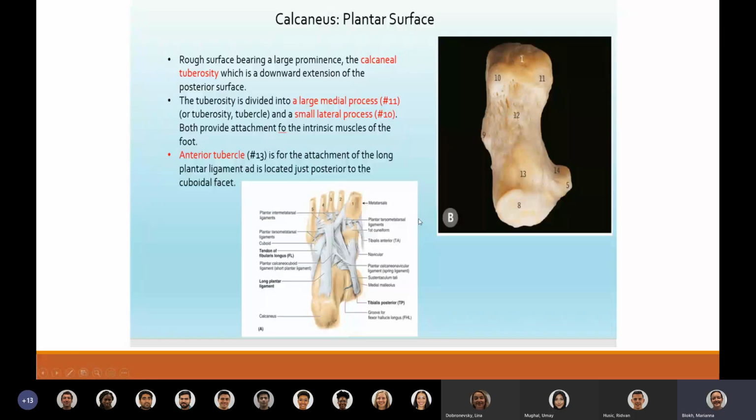All right, so things to know plantarly. You have the calcaneus, which basically has a rough surface, with varying large prominences. You have your calcaneal tuberosity, right? It's divided into a large medial tuber or medial process, tuberosity or tubercle. So again, it could be named all three. Large medial process of the calcaneus, large medial tuberosity, large medial tubercle, okay? And a smaller lateral one.